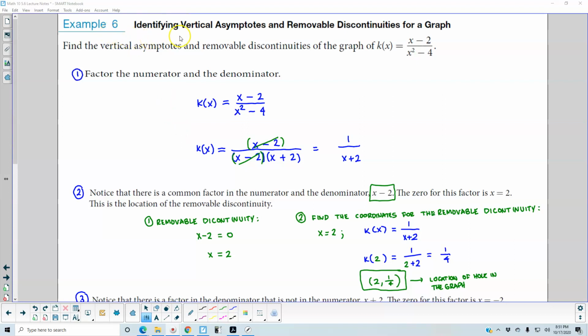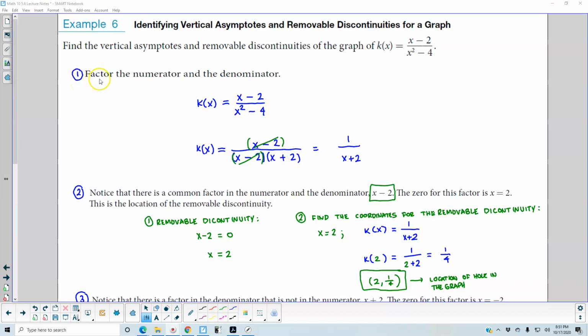Example 6, identifying vertical asymptotes and removable discontinuities for a graph. We want to find the vertical asymptotes and removable discontinuities of the graph of k of x, which is equal to x minus 2 over x squared minus 4.